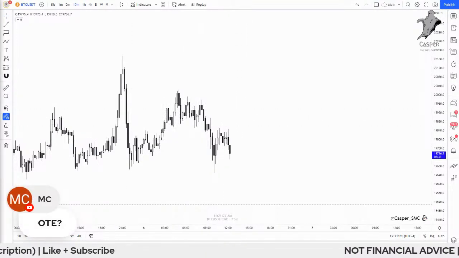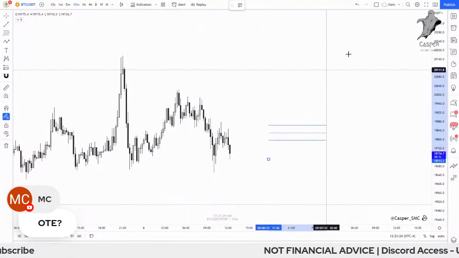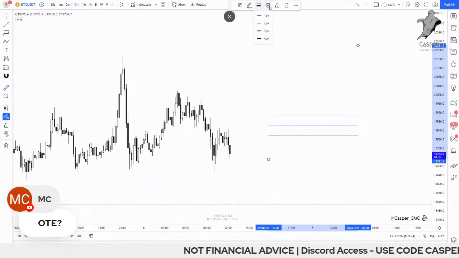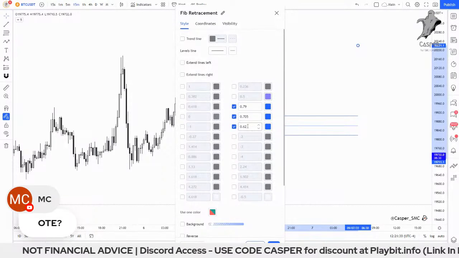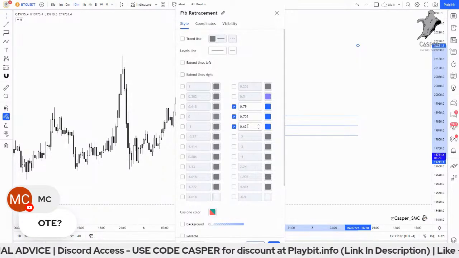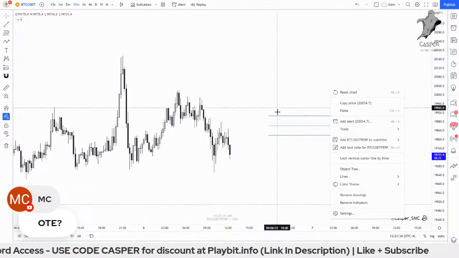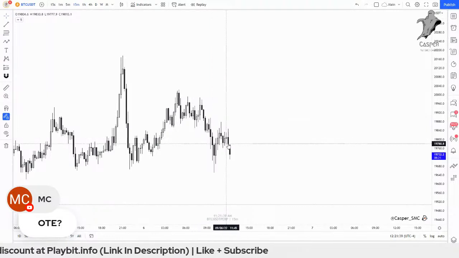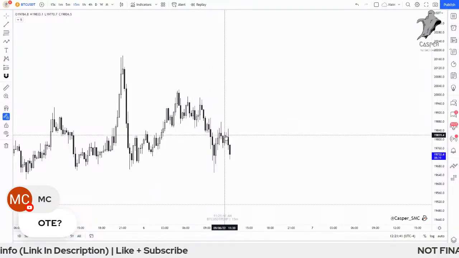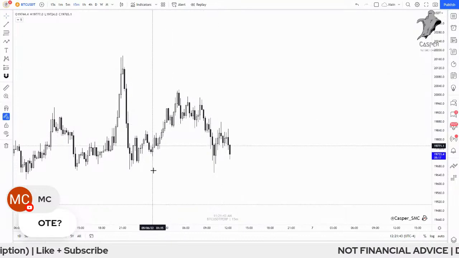Somebody asked what OTE is. That's optimal trade entry. If I take a fib, it's the 79, 70.5, and 62% retracements. Whenever you are mapping out an impulse move, it can give you an optimal trade entry, hence the name, paired with your higher time frame analysis and different POIs on your chart.